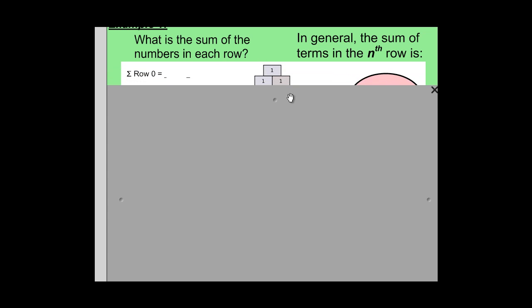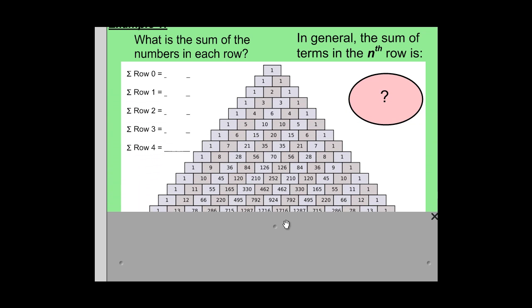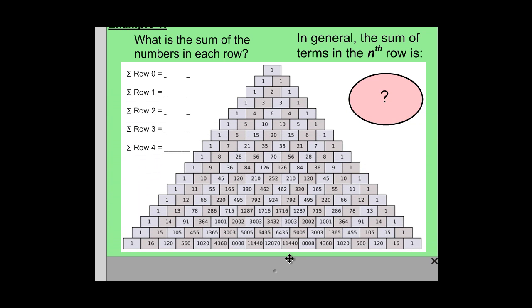Let's try another example. This is very similar to what we did a little earlier in the video. If we ask, what is the sum of the numbers in each row? Well, here's our Pascal triangle. And the sum, this is a sigma symbol rather. It means sum of row 0 here. We see it's just 1. And then for row 1, 1 plus 1 is 2. Row 3, 1 plus 2 plus 1 is 4.